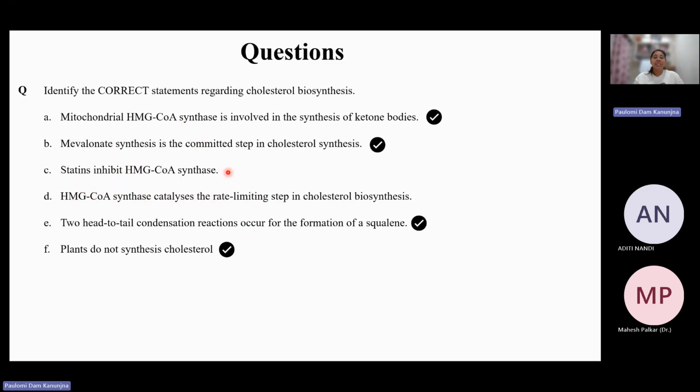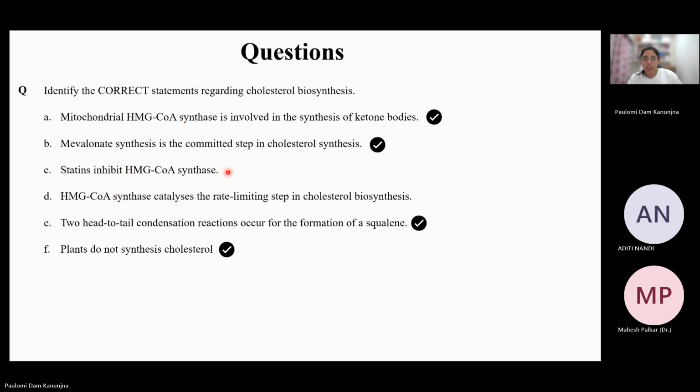Next one says two head-to-tail condensation reactions take place for the formation of squalene. Yes, because even though there are three condensation steps, two of them are head to tail. The third one is head to head, with farnesyl pyrophosphate and farnesyl pyrophosphate, right? And the last one says plants do not synthesize cholesterol. That is correct, because as we saw, cholesterol is in animals. Plants produce stigmasterol, and fungi produce ergosterol, right?